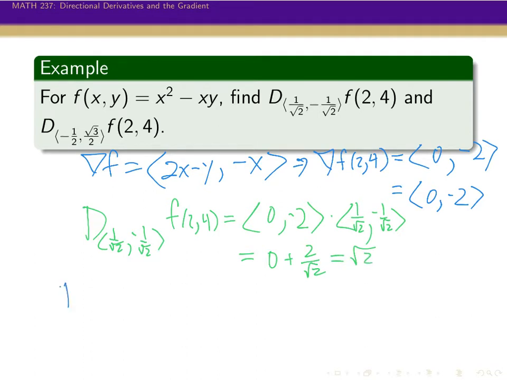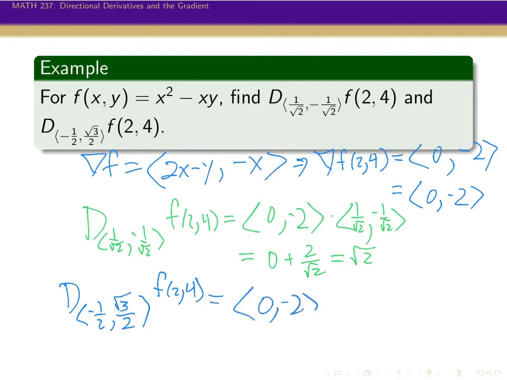And then for the second one, we're doing it in the direction of minus 1/2, square root of 3 over 2. This is 2 pi over 3 in radians, or 120 degrees. This is going to be 0, comma, minus 2 dotted with 0, comma, square root of 3 over 2, which gives us minus square root of 3. Okay, so using the gradient, these directional derivatives are really fast to do, and this is really the way to go about doing it in the future.